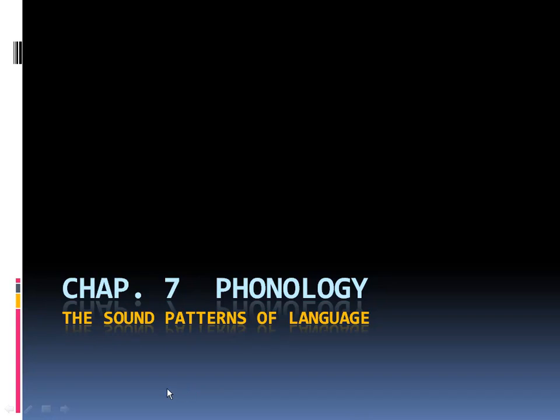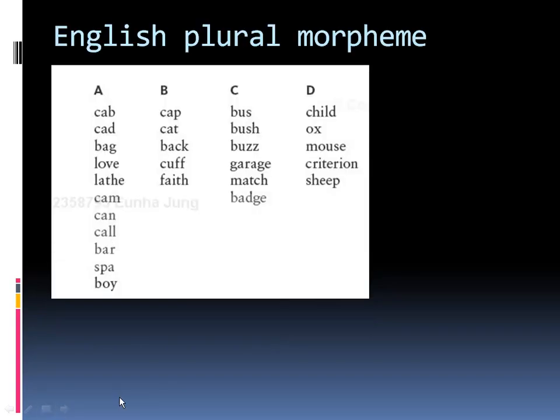Phonology 1, the sound patterns of language. Okay, let's look at English plural morphemes here. The English plural morpheme is an inflectional morpheme. Remember, you add a z sound at the end of a word to make a noun plural.